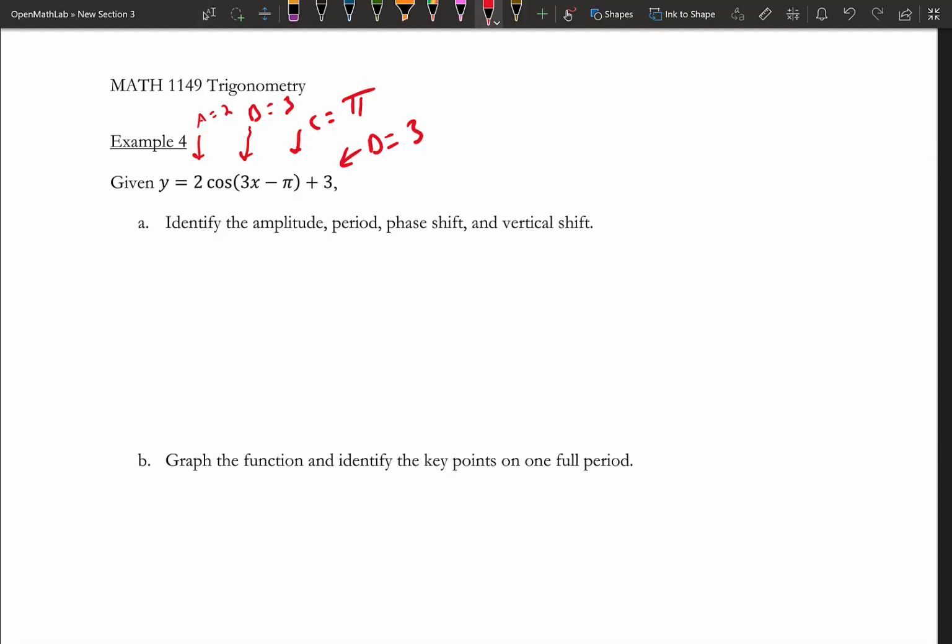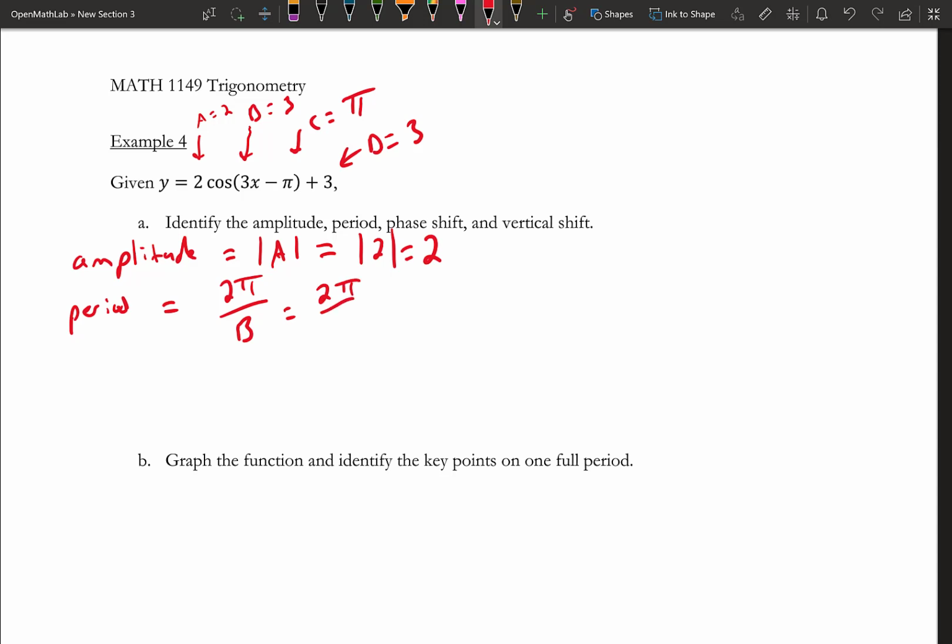Right, so what we want to do now, we can start identifying these things. So the first thing is the amplitude. So remember, the amplitude is the absolute value of the A value, which would be the absolute value of 2, which is just 2. Right, so my amplitude is 2 here. My period, remember, is equal to 2 pi divided by B, which would be 2 pi over 3.